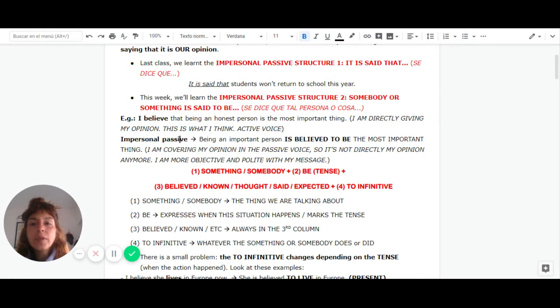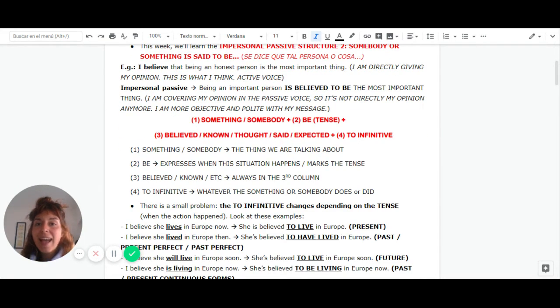Let's see. So, for example, I can give my opinion in a direct way, in a subjective way. I believe that being an honest person is the most important thing. Me estoy poniendo yo adelante. Esto es voz activa, so I am directly giving my opinion. This is what I think. Active voice. Pero si yo no quiero ser tan active, si no quiero dar abiertamente mi opinión y este pensamiento que tengo lo quiero esconder y hacerlo pasar como algo que piensan todos, I can use the impersonal passive. Podría usar it is said o podría usar la estructura número 2. Vamos a ver la estructura número 2.